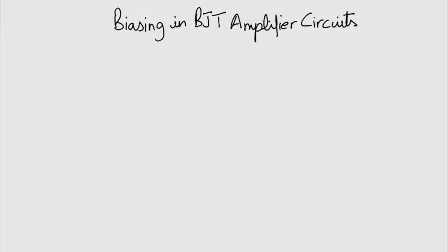The purpose of biasing in BJT amplifier circuits is to have a constant DC current in the collector of the BJT. This current has to be calculable, predictable, and insensitive to variations in temperature and to the large variations in the value of beta encountered among transistors of the same type.